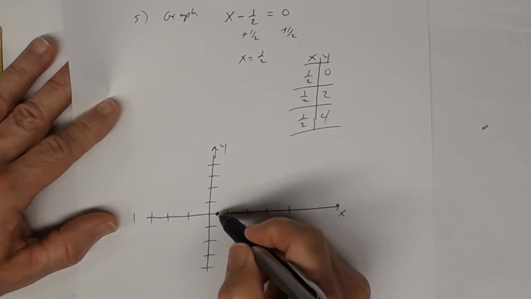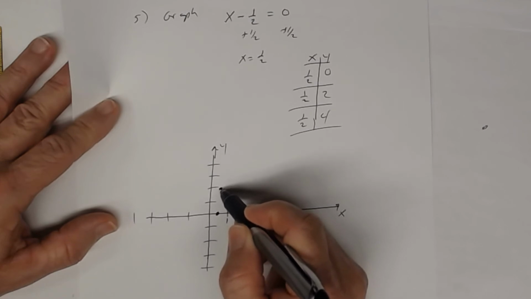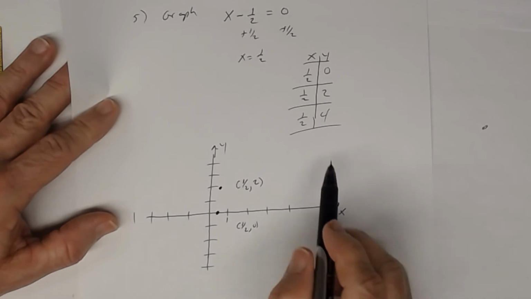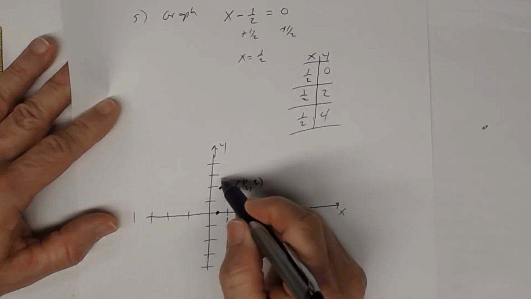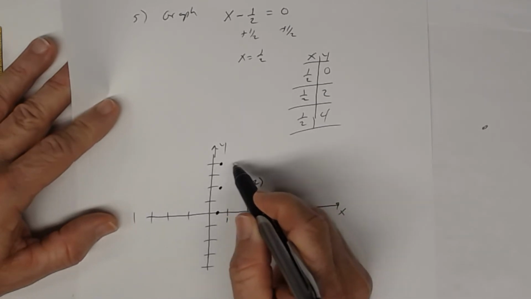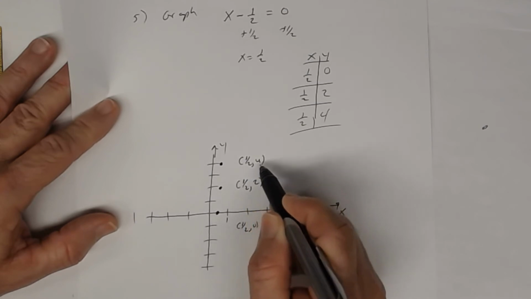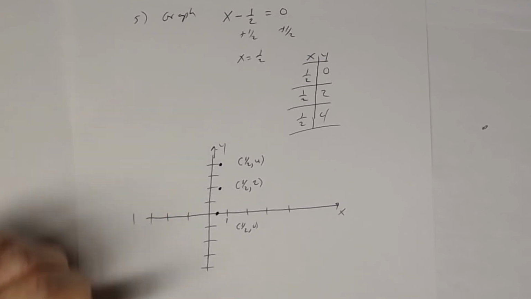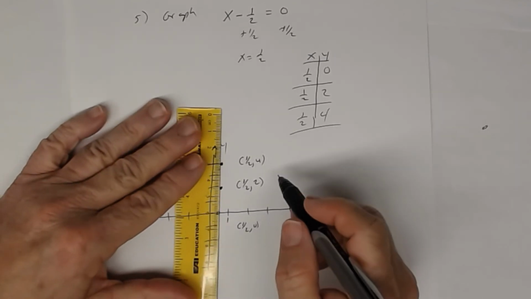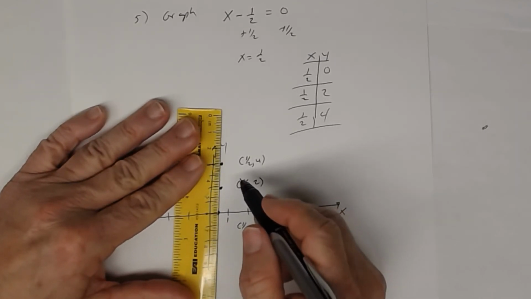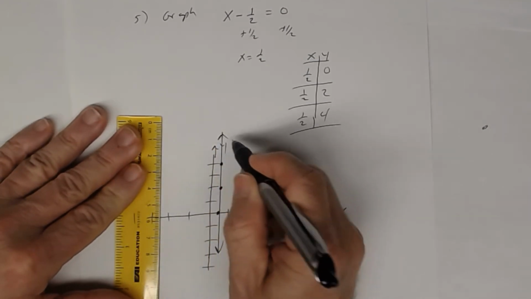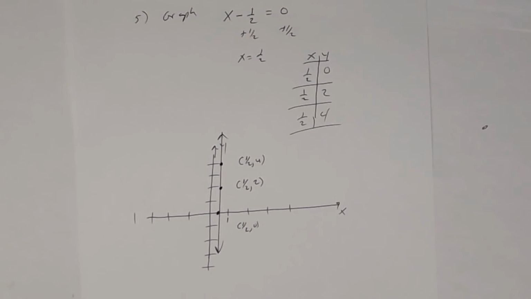1/2, 2 is right here. There's the ordered pair 1/2, 2. And then 1/2, 4 is right here. There's the ordered pair 1/2, 4. And notice this was x equal a number, so this better be a vertical line, and it is. So now you draw your line to indicate all the solutions. And so there's your graph. It's a vertical line. Okay?